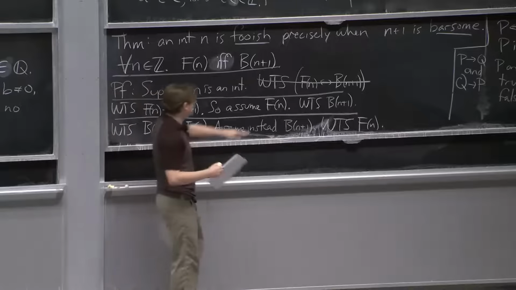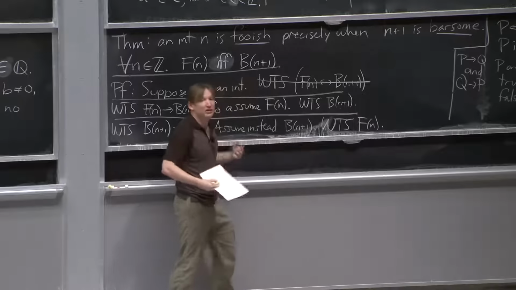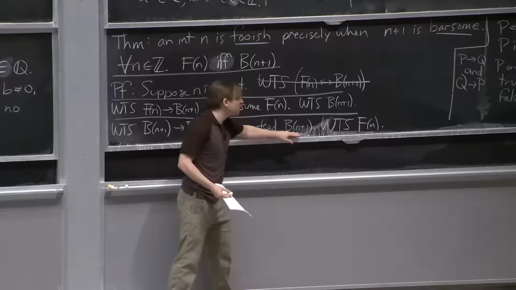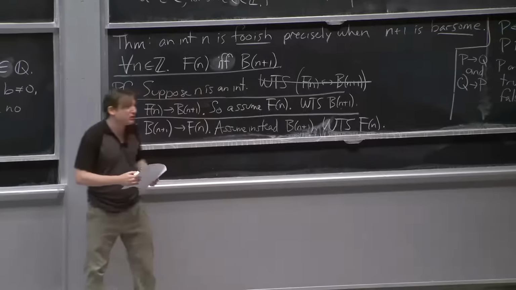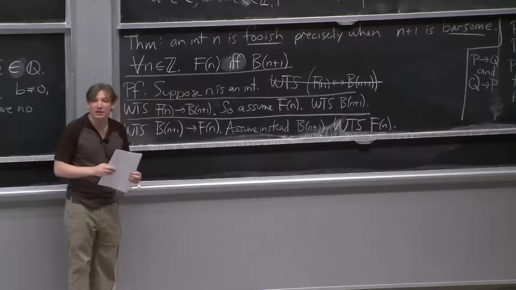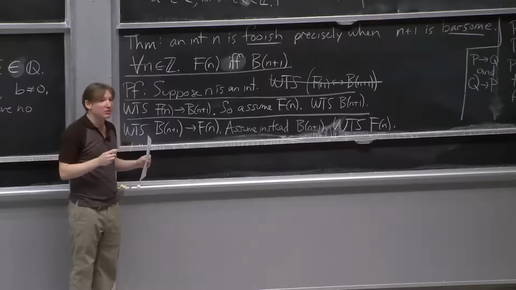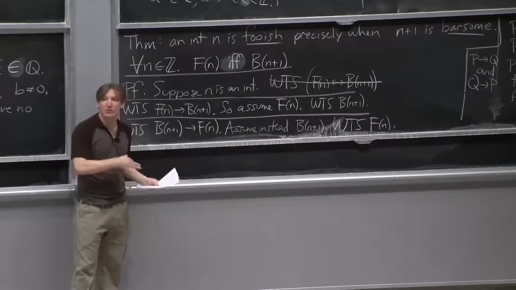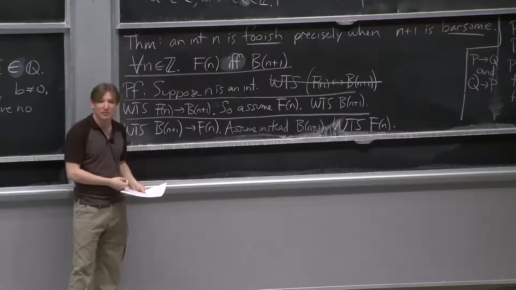We need to show that if fn, then bn plus 1. In addition to that, we need to show that if bn plus 1, then fn. And now at this point, there's not really much else we can do without going to look up what these terms mean, use their definitions, figure out why this thing is true. But this is where the interesting part of the proof happens, the unique part of the proof, the part that's specific to this problem.